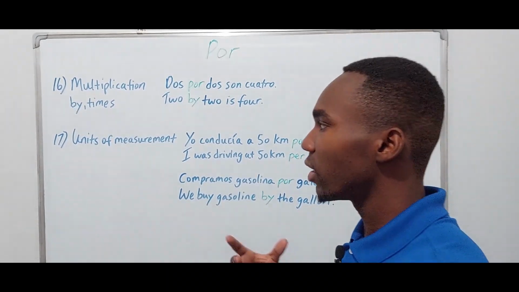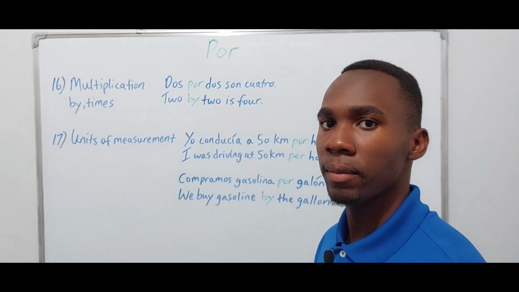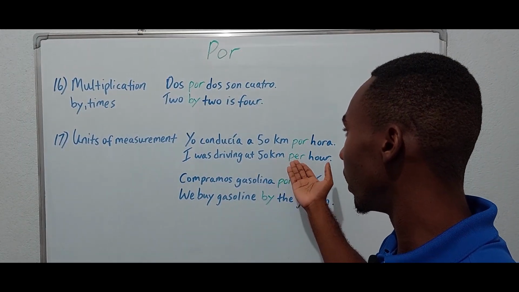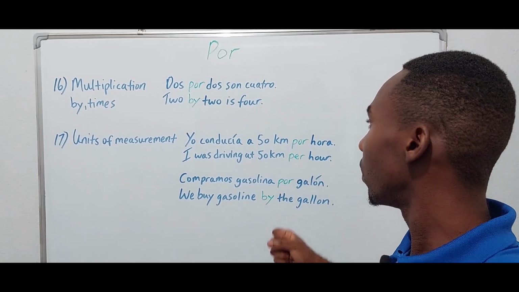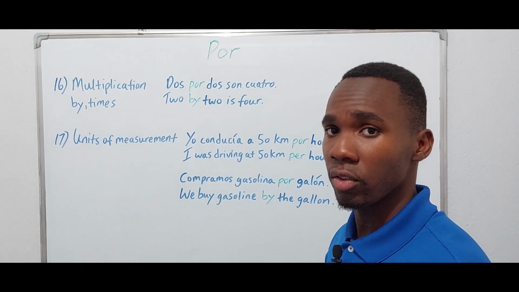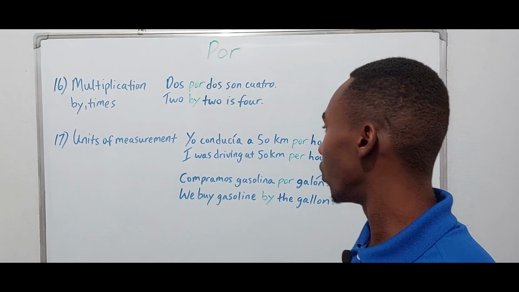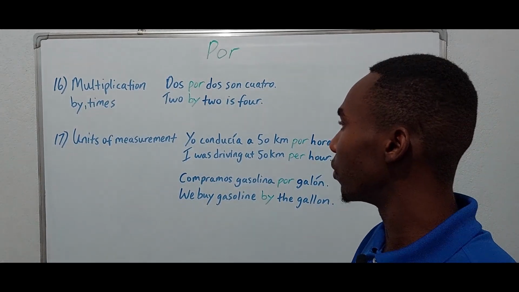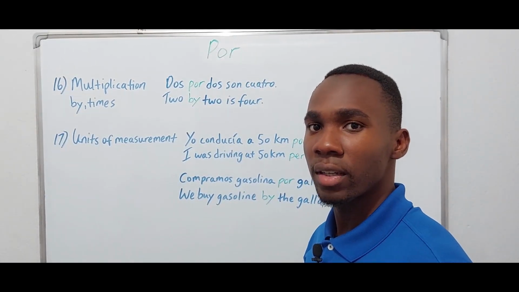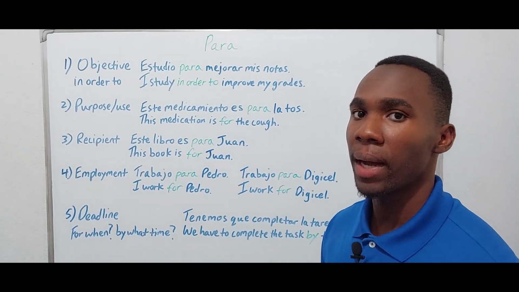Okay. So anytime you are expressing a unit of measurement, you would use por, right? So sometimes it could be per, it could be by in this case, depending on what is the unit, right? Because all of them are not going to be translated the same, right? So these are just two examples, right? So these are the 17 uses of por, and now we are going to proceed to para. So we move on to para.